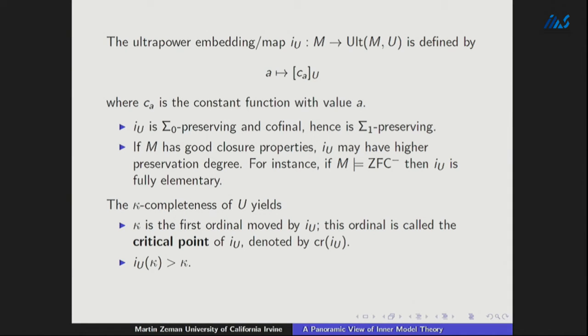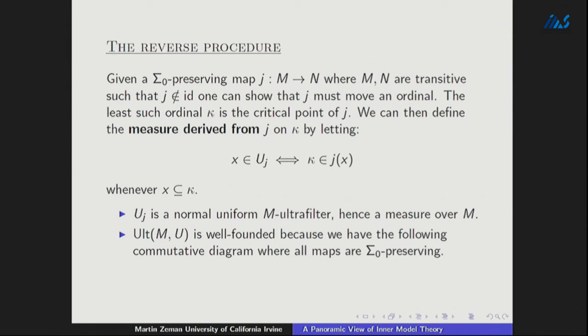And the usual proof for measurable cardinals, say measurable at kappa, if I form the ultrapower map, the critical point will be kappa. That proof goes through in this setting, with an M-ultrafilter. The first ordinal moved, the critical point, is just the completeness of the ultrafilter when measured by functions of the model. Then we can also define the measure from the map, by the reverse process: I put into the measure those sets which have the critical point inside their image. And what we get is a normal uniform M-ultrafilter again.